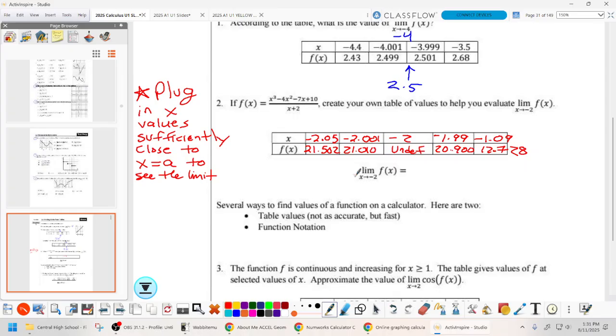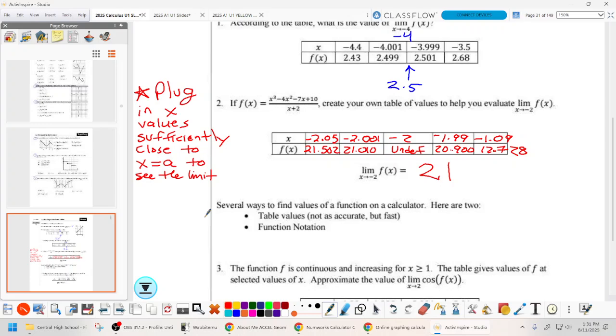So the limit as x approaches negative 2 looks to be what? 21, sorry. 21. We all agree on that? Yes. I don't know what's the problem here, but 21. Okay. All right, another way to do this.